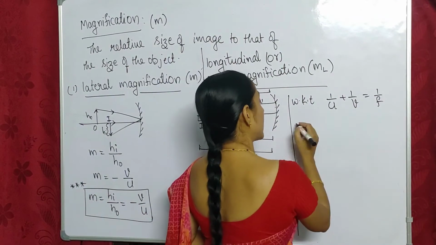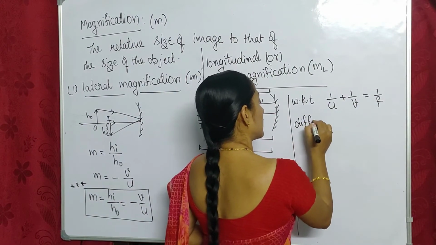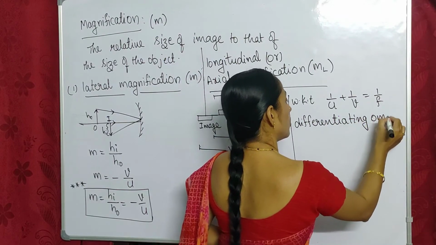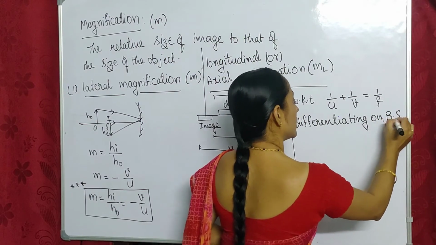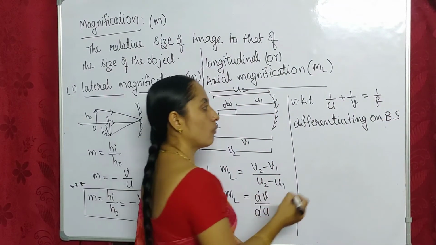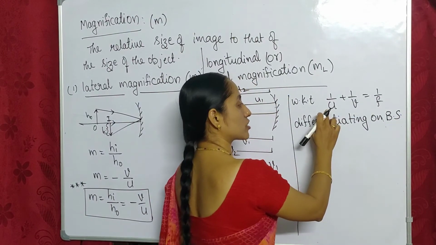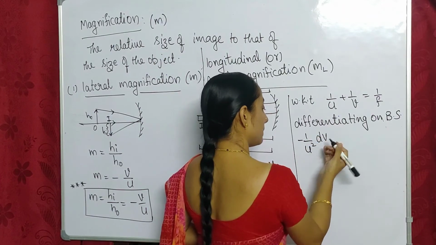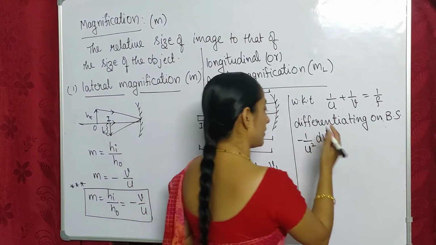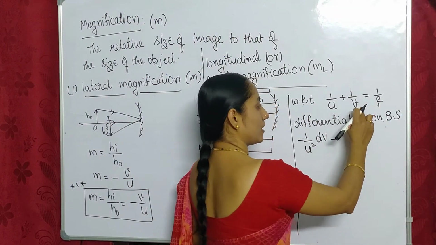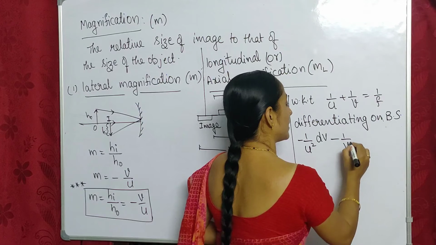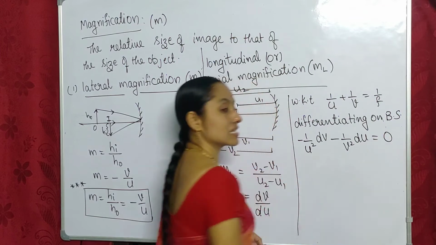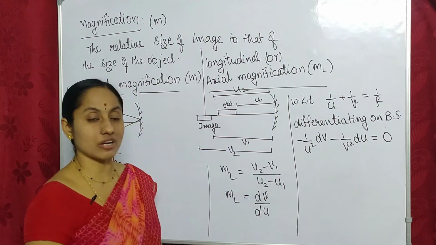So, if I differentiate on both sides, what I get is the differentiation of 1 by u is minus 1 by u square du, or dv you can leave like this, or 1 by v differentiation is minus 1 by v square dv is equal to differentiation of a constant, which is always 0.